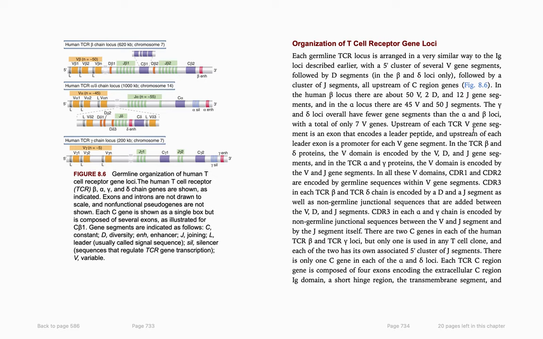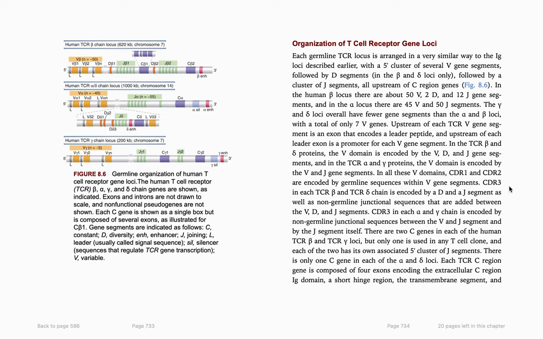Upstream of each T cell receptor V gene segment is an exon that encodes a leader peptide, and upstream of each leader exon is the promoter of each V gene segment. In the T cell receptor beta and delta proteins, the V domain is encoded by V, D, and J gene segments, and in the T cell receptor alpha and gamma proteins, the V domain is encoded by V and J gene segments. In all these V domains, complementarity determining region 1 and complementarity determining region 2 are encoded by germline sequence within the V gene segment.